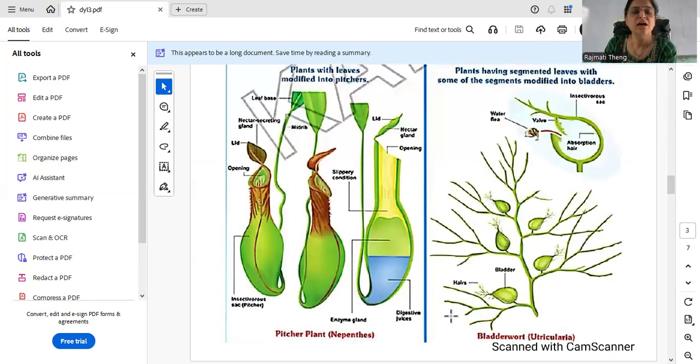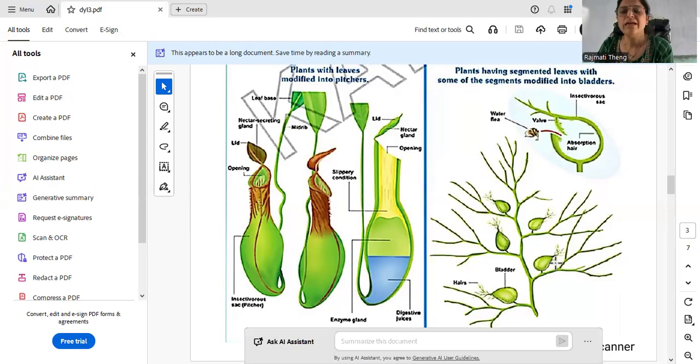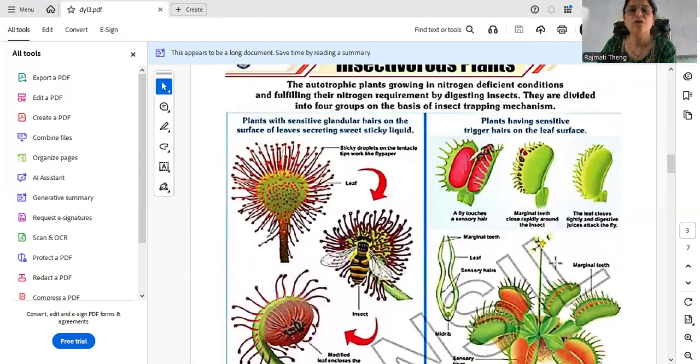So let's see the plants with leaves modified, that is the pitcher plants. It has another name, that is Nepenthes. Here is the modification of a leaf. Then another example of insectivorous plants, those plants which eat insects to fulfill the nitrogen requirement in their body.